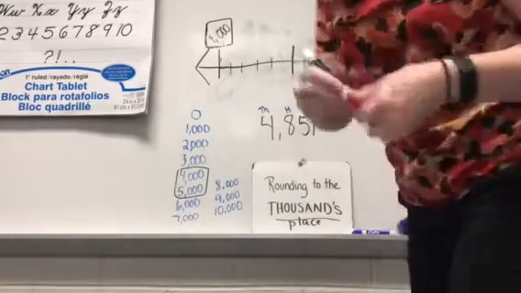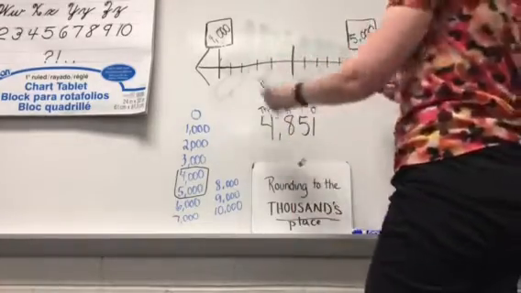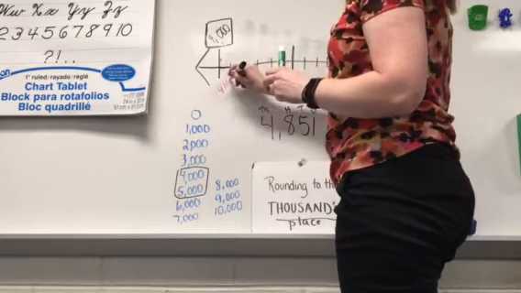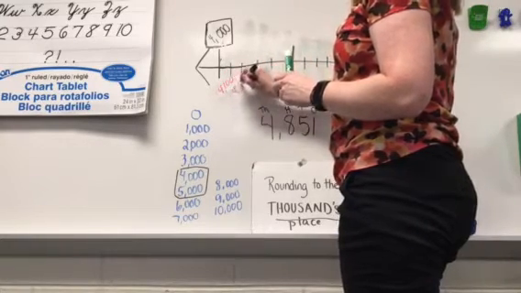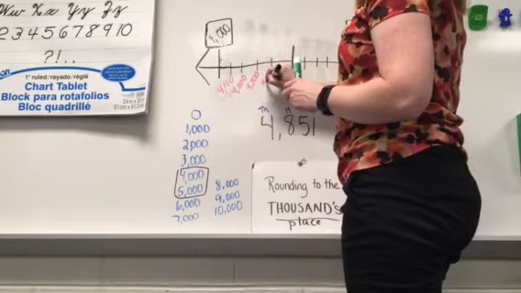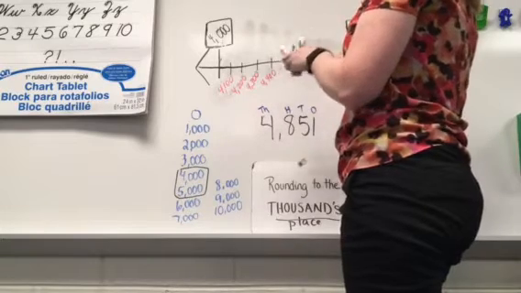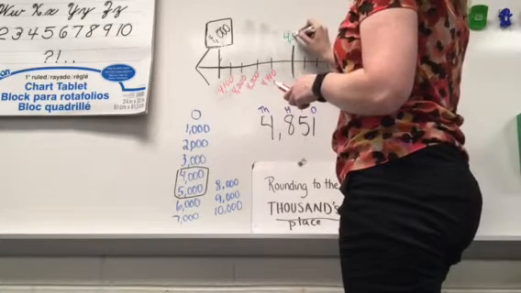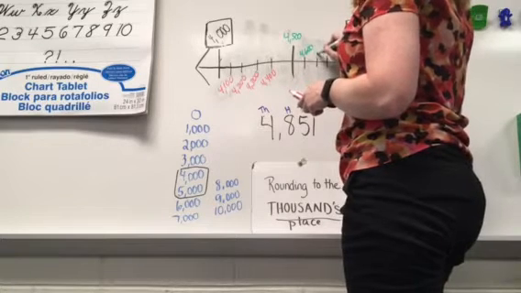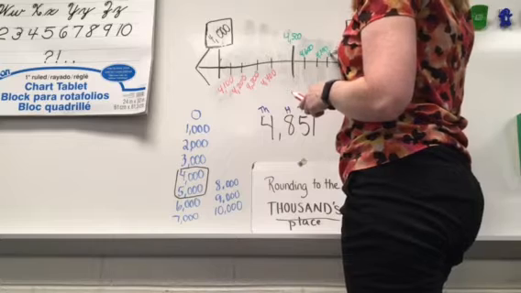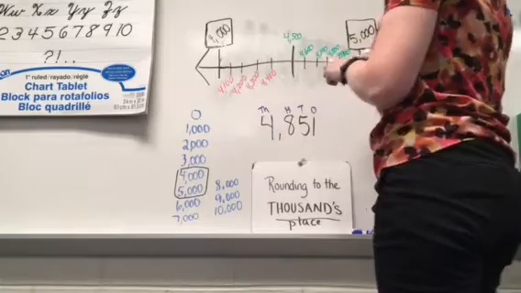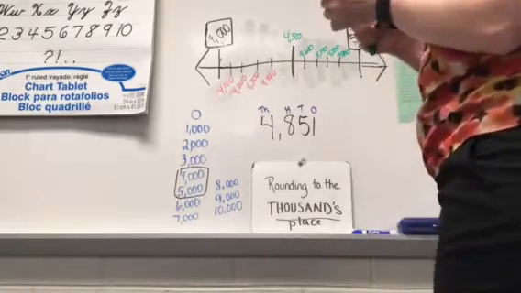And then I'll label. So really thinking about it, 4,000 counting by hundreds. 4,100, 4,200, 4,300, 4,400, 4,500, 4,600, 4,700, 4,800, 4,900. And now we have to figure out, what is this?